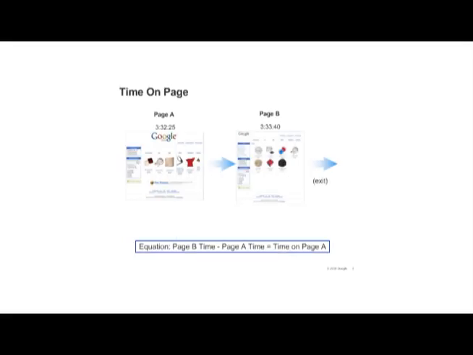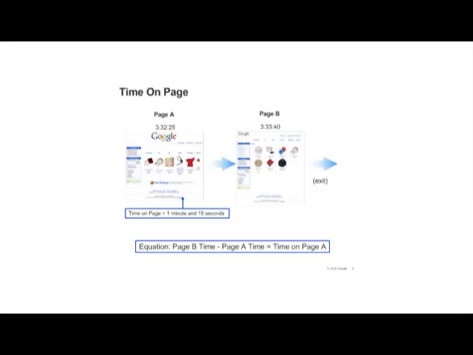To calculate time on page, Google Analytics compares the timestamps of the visited pages. For example, in the slide, the visitor saw page A, then page B, and then left the site. The time on page for page A is calculated by subtracting the page A timestamp from the page B timestamp. So, the time on page for page A is 1 minute and 15 seconds.